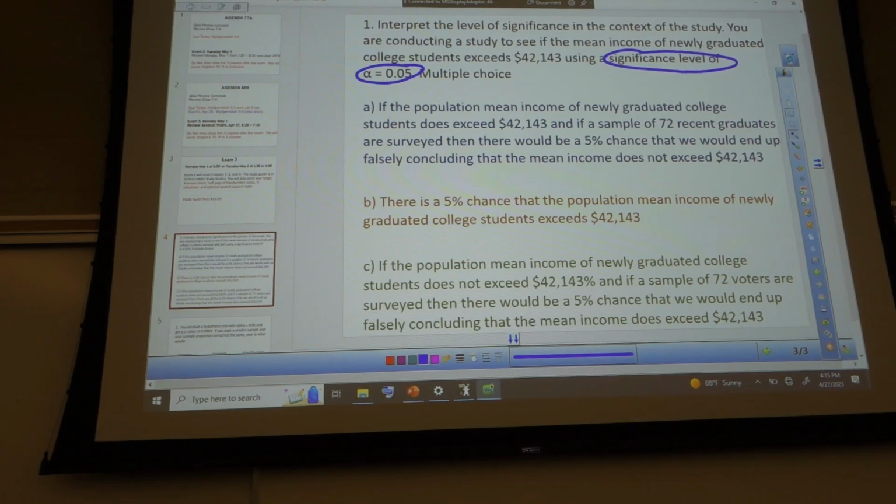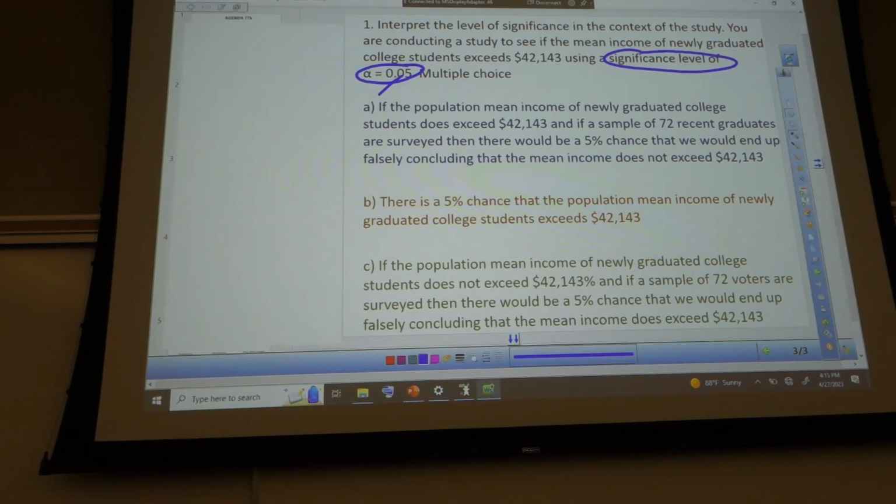So what's my claim, first of all? Exceeding 42,000? Yeah. Is it a mean or proportion? Mean. So my mean exceeds 42,143. Okay, everybody all right with that part? Mm-hmm. So then we're going to take a look at A. So what should we do, first of all, before we do that? What's my H naught? Mu equals 42,143. Okay.